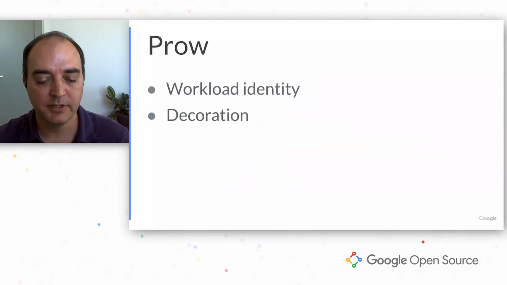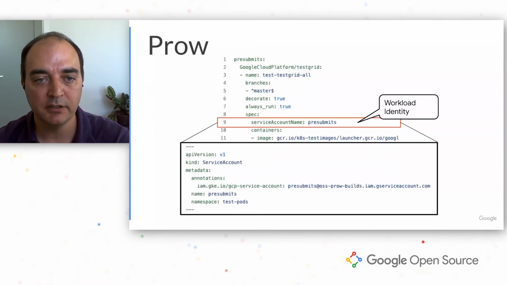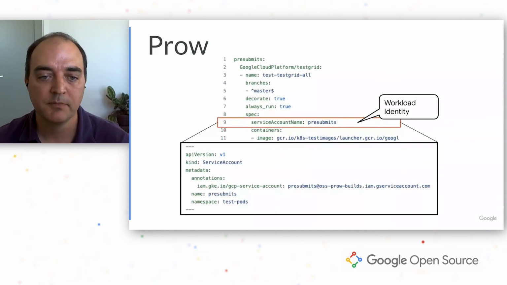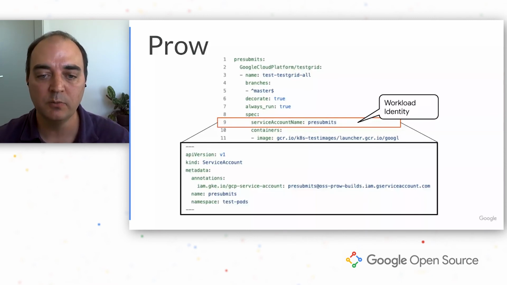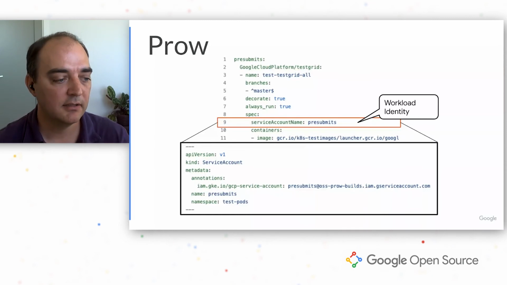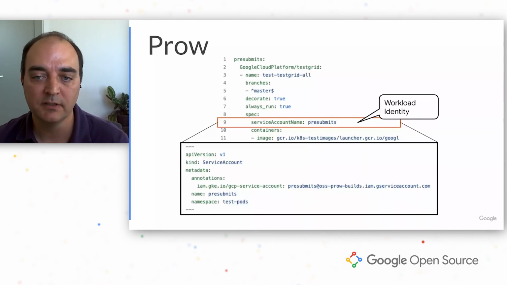Another couple of things that help us be more productive are workload identity and decoration. If you notice, when we declared the pod, we specified a service account to use inside of this job. Workload identity is a GKE feature that allows us to annotate the service account, telling GKE who we want this service account to authenticate as. This works really great for us because it allows our code inside our testing to not have to worry about authentication. It just happens automatically in the background via workload identity.